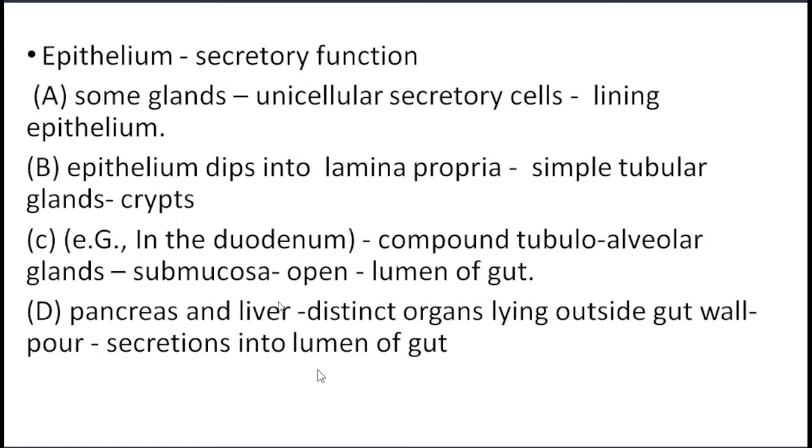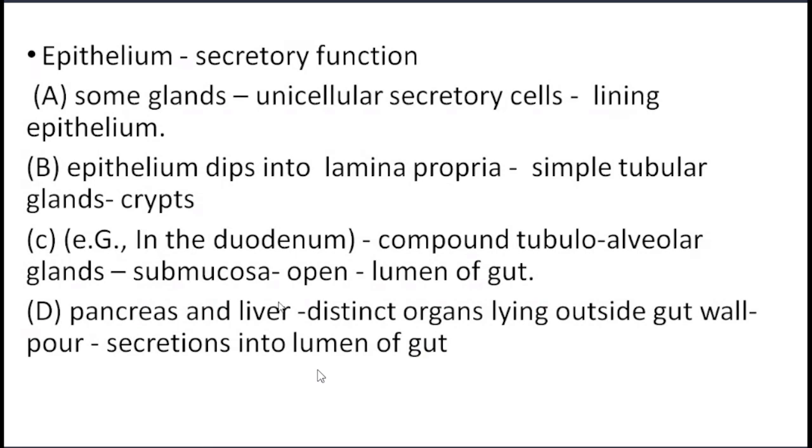So that is your epithelium. In the epithelium, what have you seen? One is the lining epithelium, that is columnar throughout the GIT tract except the esophagus and the anal canal. Then in the epithelium, to perform the secretory function, you will get some glands. Glands can be unicellular, in the form of crypts, or in the form of compound tubular glands, which is specific to the duodenum and present in the submucosa. That is called the Brunner's gland.